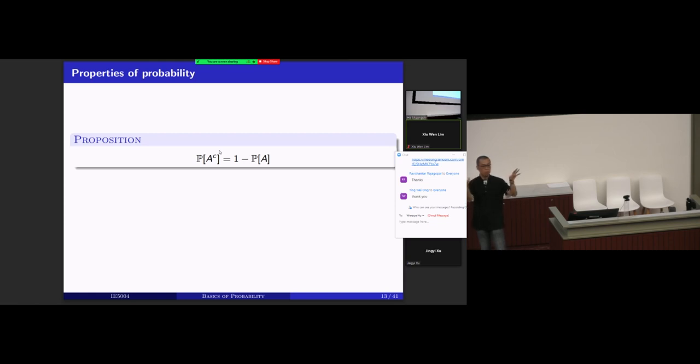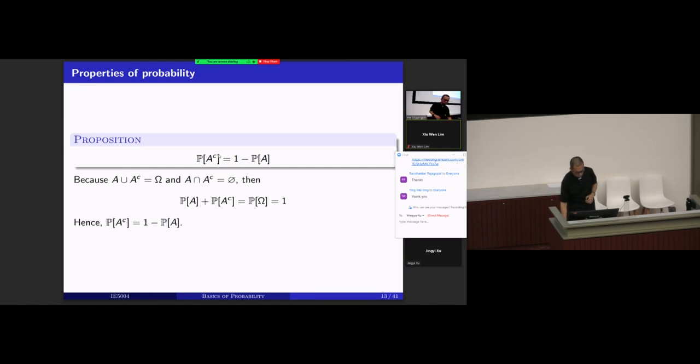Because each time, either A occurs or A complement occurs, the numbers of times added together must be equal to n. So the relative frequency of A plus the relative frequency of A complement must be equal to 1. Then we take the limit. The probability of A plus the probability of A complement must also be equal to 1. So that's why this claim must be correct, right? But of course, this is not a proof. This is just an argument.